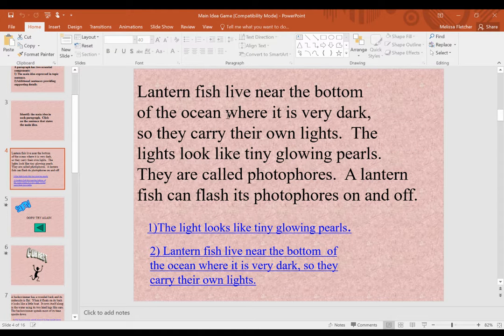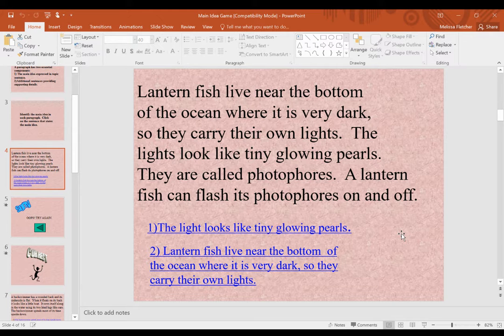Lanternfish live near the bottom of the ocean where it is very dark, so they carry their own lights. The lights look like tiny glowing pearls. They are called photophores. A lanternfish can flash its photophores on and off.